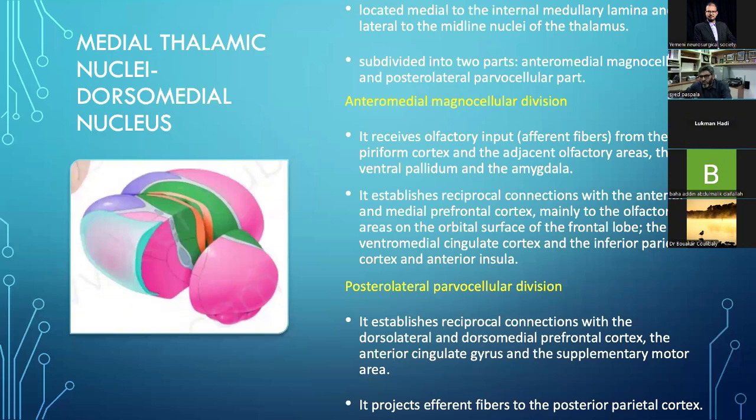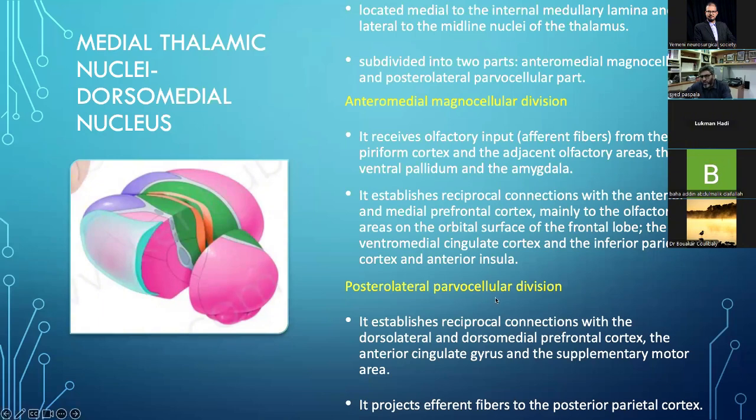The magnocellular division receives inputs from the olfactory afferent fibers. The thalamus is supposed to get all the information like sensations except olfaction. But there are certain areas in the thalamus which still get some input from the olfactory pathways also. And it establishes reciprocal connections with the anterior and medial prefrontal cortex, mainly to the olfactory area on the orbital surface of the frontal lobe, and the ventromedial cingulate cortex, and the inferior parietal cortex, and the anterior insula.